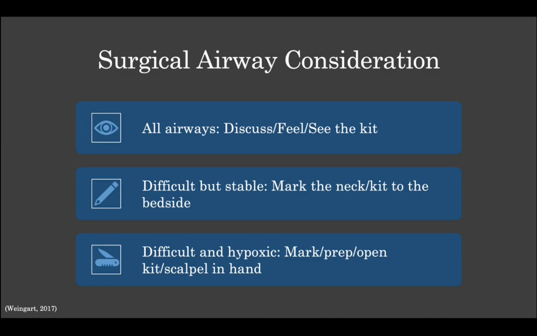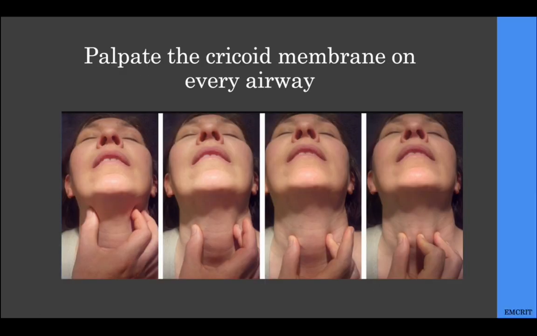A difficult patient anatomically who's also hypoxic is the most dangerous patient. So I'm going to mark the neck. I might even prep the skin and open the kit and have it laid out ready to go so I can transition through my plans A, B, C, and D quickly if I have a crashed airway.